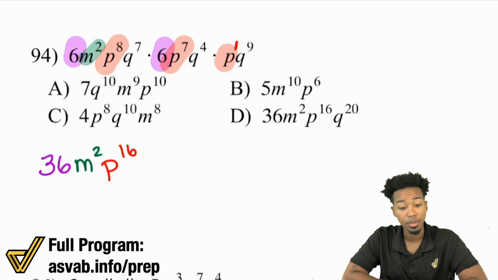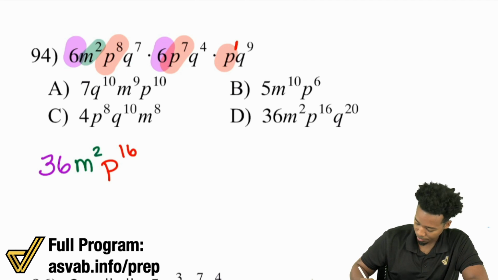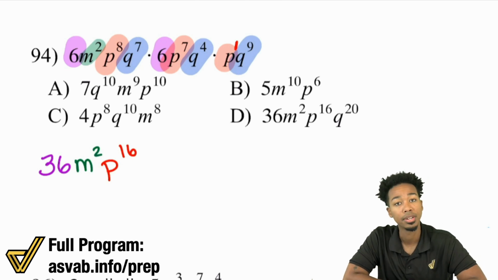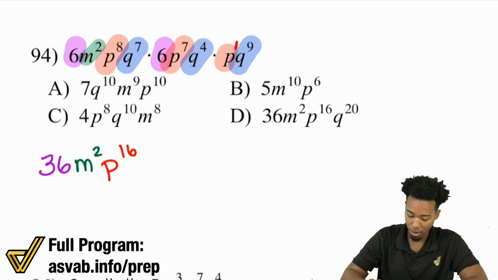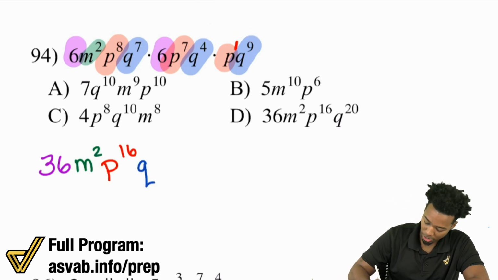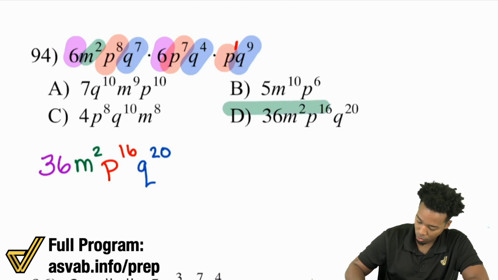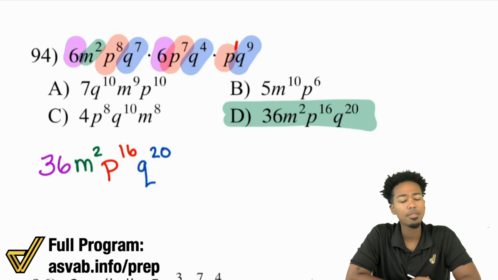From there, we have Q to the power of 7. I'll use blue here. Q to the power of 7, Q to the power of 4, Q to the power of 9. And again, they're all being multiplied, so you'll simply add all of their exponents. And so what we have, my party people, 7 plus 4 is 11, plus 9 is 20. And so we have right there Q to the power of 20, and that's what makes answer choice D the correct answer. And there you have it, my math party people.